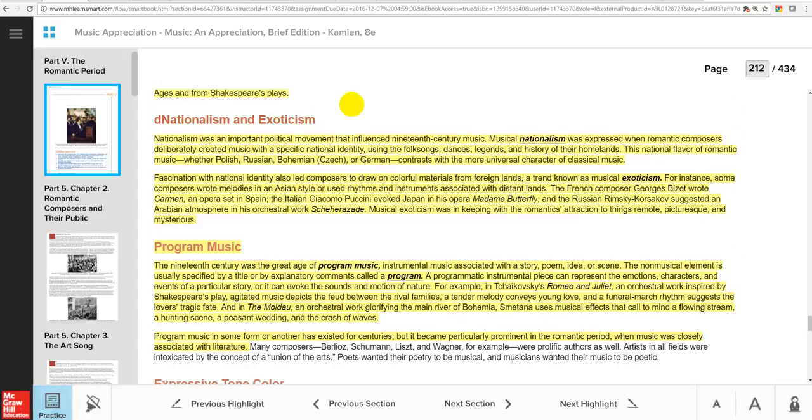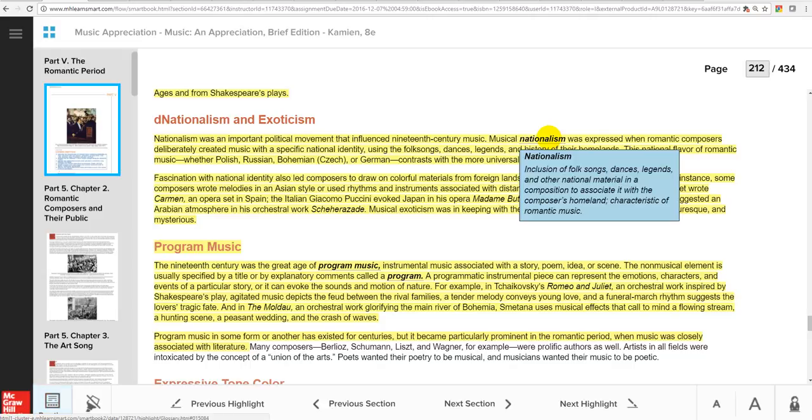All right, nationalism and exoticism. Basically, nationalism, if you look at it, it's not the same thing as patriotism. A lot of students confuse patriotism with nationalism. Nationalism is about not necessarily preserving, I guess it was a way of preserving, but using your home country's identity within works of art. Things that are unique about your country or homeland.